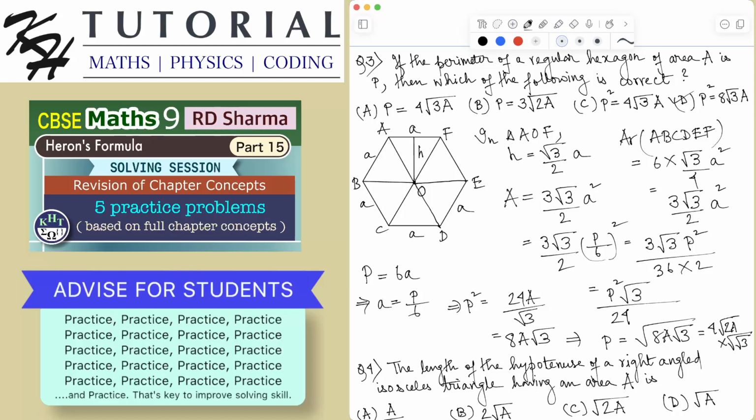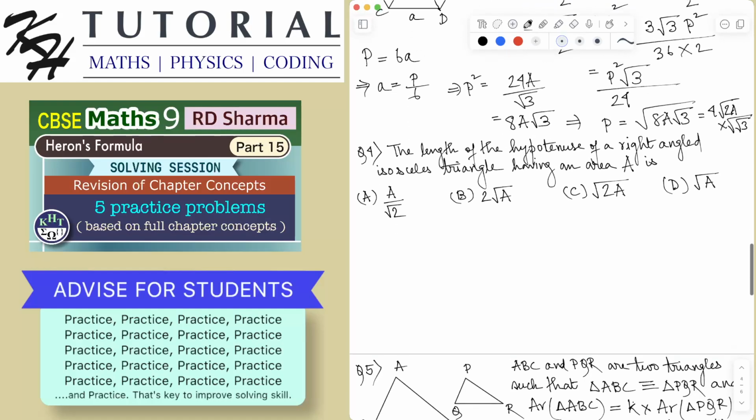So none of the choices A and B are correct in terms of P. Choices A and B are relating P with square root of A, and in choices C and D we are having a relation between P square and A. So choice D is correct, and choices A, B and C are incorrect.